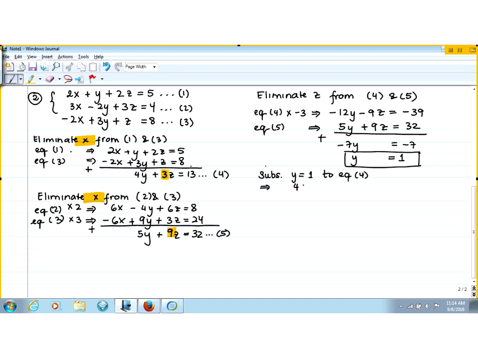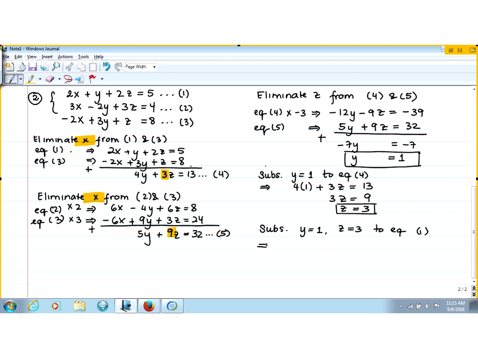Okay, so 4 times 1, so that's 4, plus 3z is equal to 13. So 3z is 9, z is 3. Okay. What next? Substitute y equals 1 and z equals 3 into equation 1.